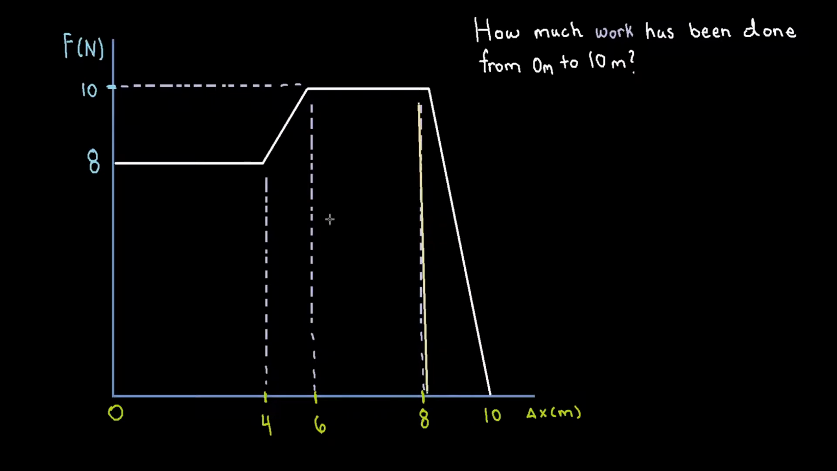Let me move this over here. We're going to have a trapezoid, and we're going to have a square. Now using our geometry skills, we can find the area of each of these shapes and add them together to find the total work from 0 to 10 meters. Let's solve for the area of the square first. So the area of the square is width times height. And we know that our width is 8 meters. And we know that our height is 8 newtons. So we'll have 8 newtons times 8 meters. And this will give us positive 64 joules.